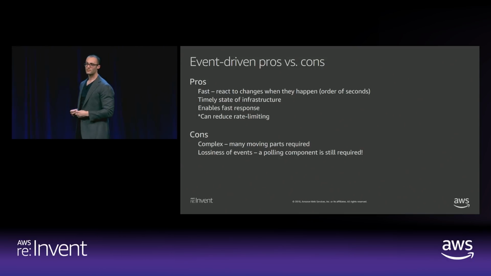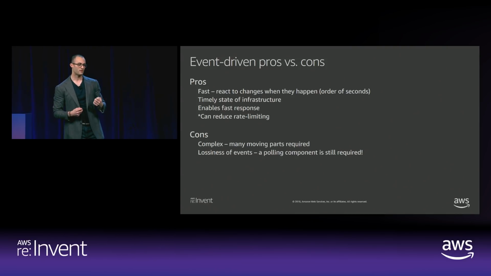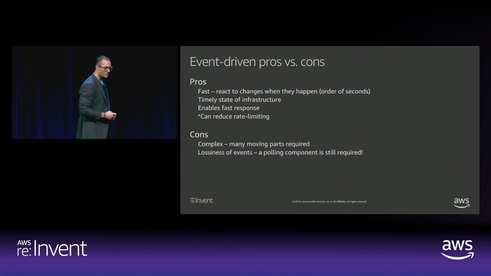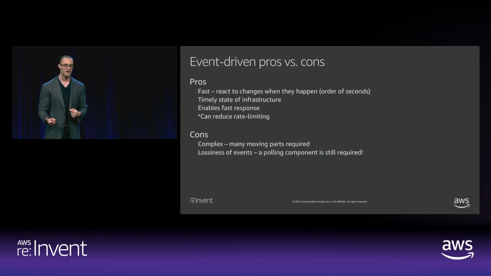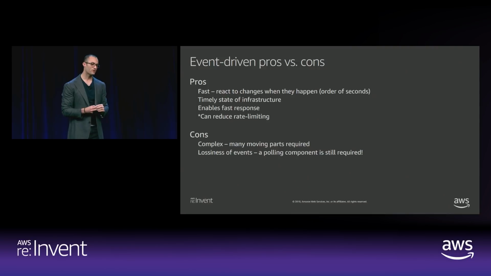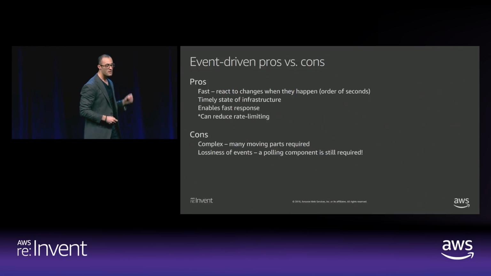They tend to be very complex. There are lots of components that make this work, as you'll see later. There's also a big problem with event lossiness. Amazon does a great job at delivering events to you, but it's a distributed system, and distributed systems have failures. You have to be tolerant of those failures. And in order to account for any missed event you might get, you're still going to have to poll anyway. So even in an event infrastructure, you'll still have to have a polling component. But the benefit is you don't have to poll nearly as aggressively. You can poll every couple of hours and still be OK.